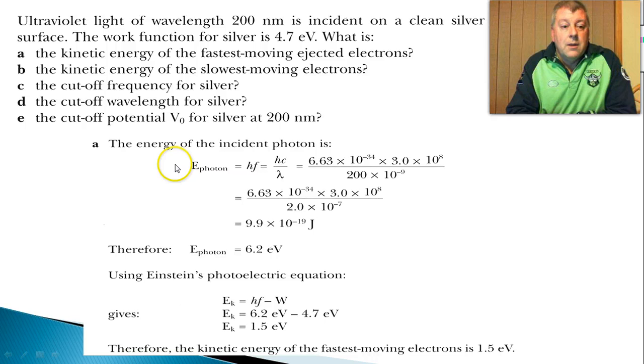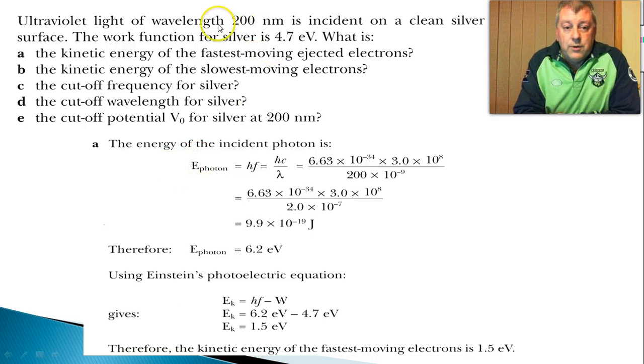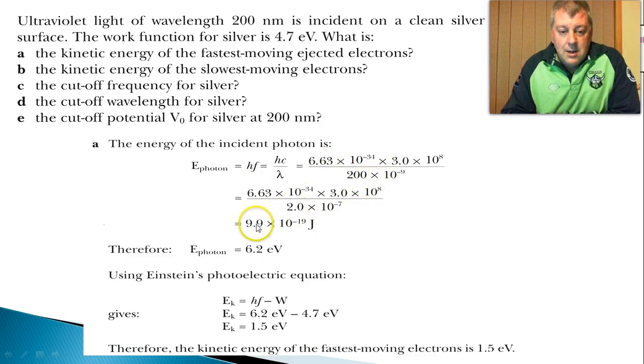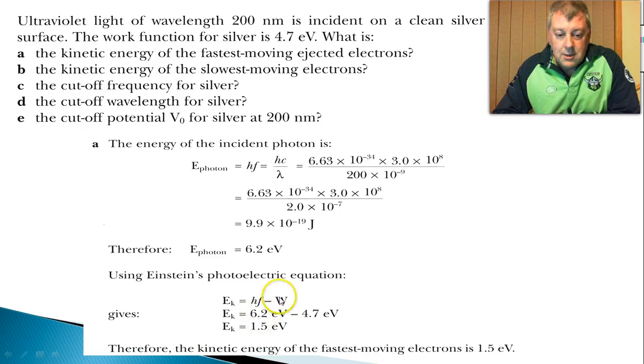So for A, we want the kinetic energy. So we've got this photon. We need to know how much energy the photon has. So we do the same thing again, and we work it out to be 9.9 times 10 to the minus 19 joules. We convert that to electron volts, 6.2 electron volts. Therefore, the photon has enough energy to overcome the work function, and so the kinetic energy will be the energy of the photon minus the work function. So you can work in eV as long as you're consistent, or you can work in joules.